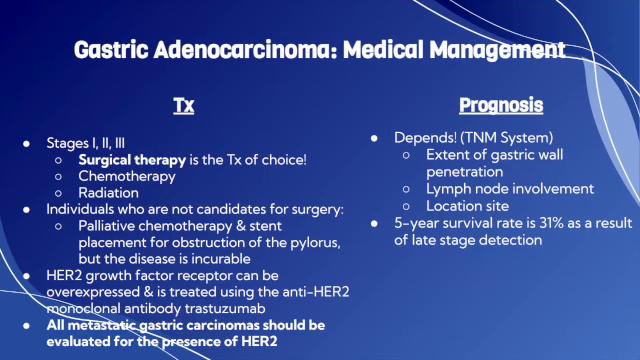For prognosis, it depends. It depends on the extent of gastric wall penetration, lymph node involvement, and location site. The 5-year survival rate is 31% as a result of late-stage detection.